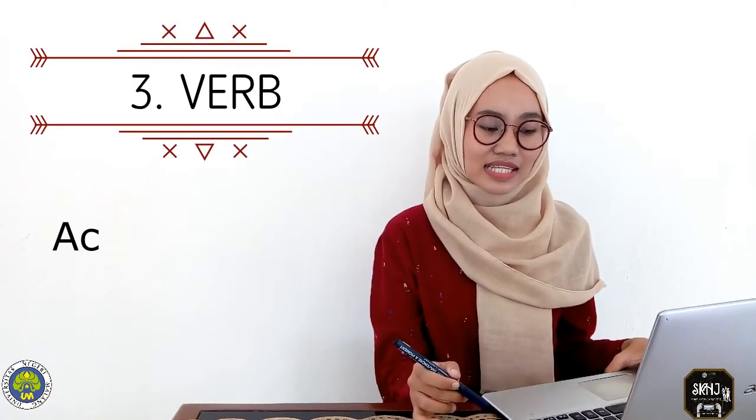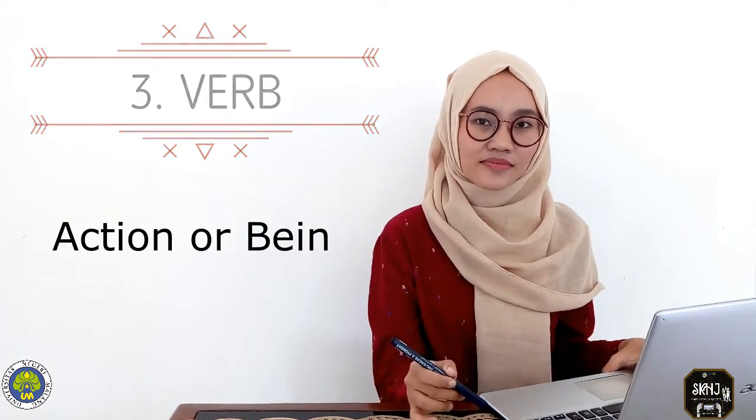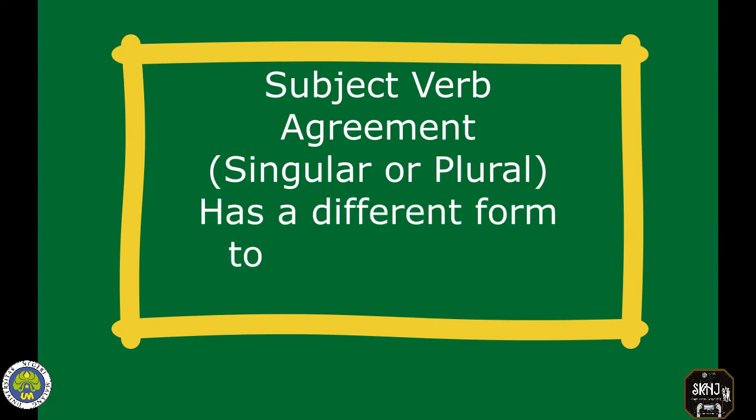The third is verb. The verb in a sentence expresses action or being. A verb must agree with its subject in number, both singular or both plural. Verbs also take different forms to express tense.